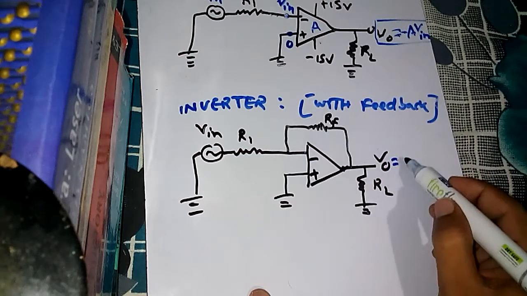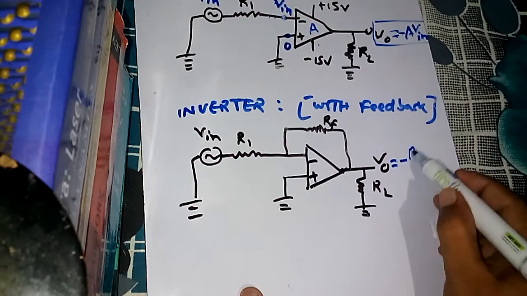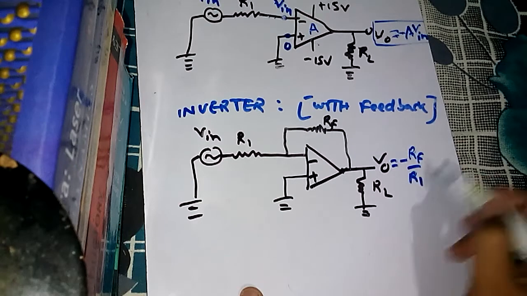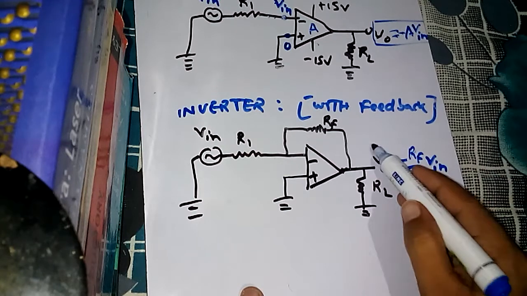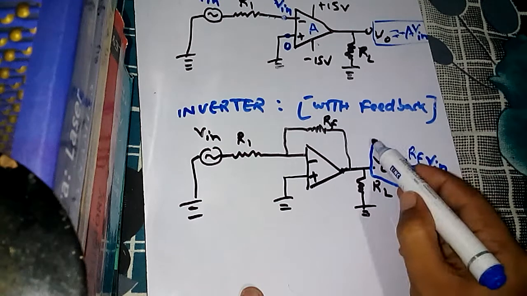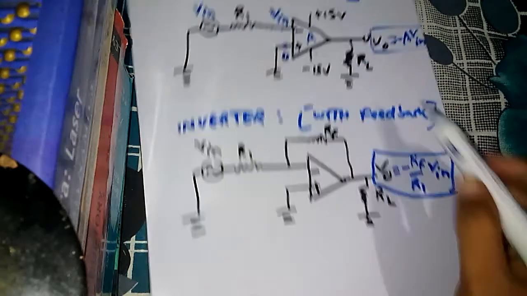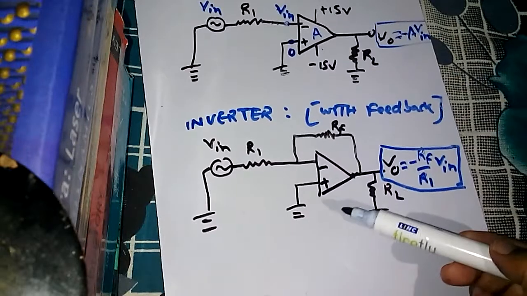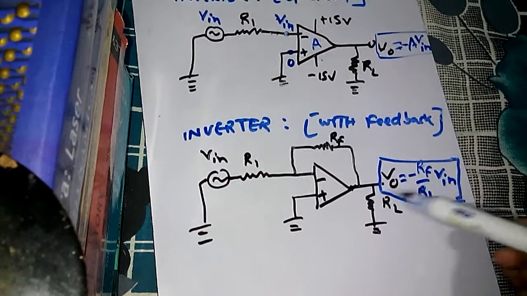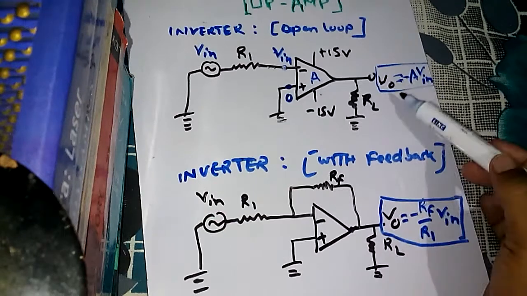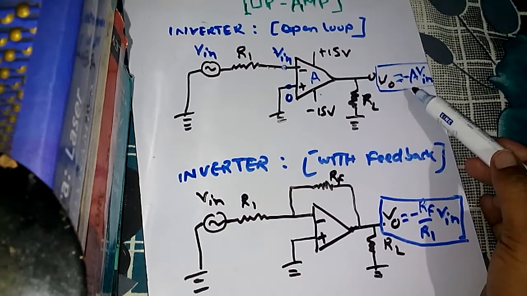By the way, what is the output? I'm just writing it: it is minus RF by R1 into V in. This is the output for the feedback circuit. This is an inverter, this is also an inverter. This is with the feedback circuit and the feedback resistance RF, and this is the output voltage, you remember.